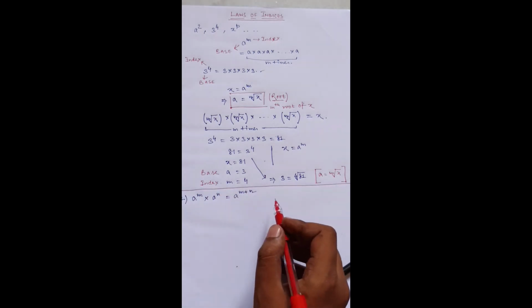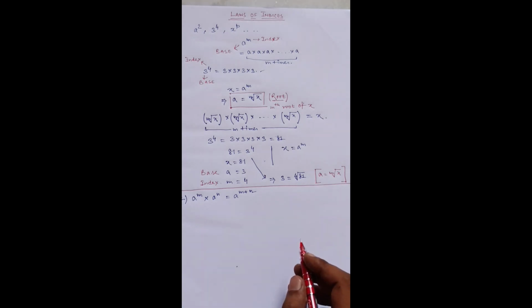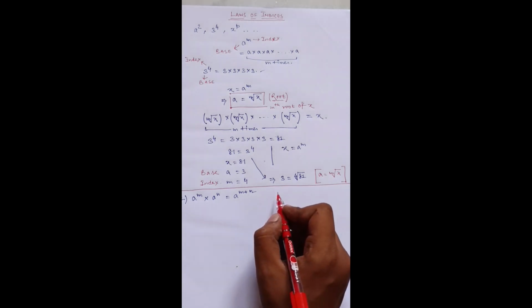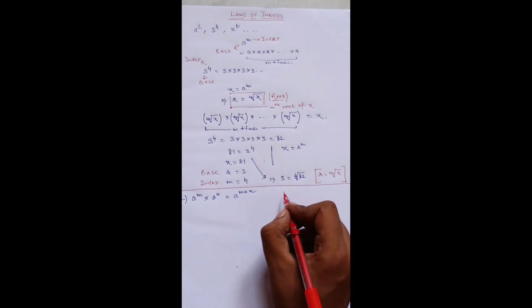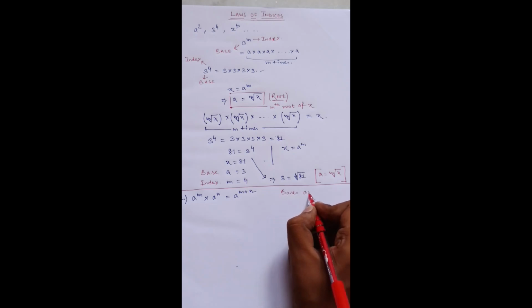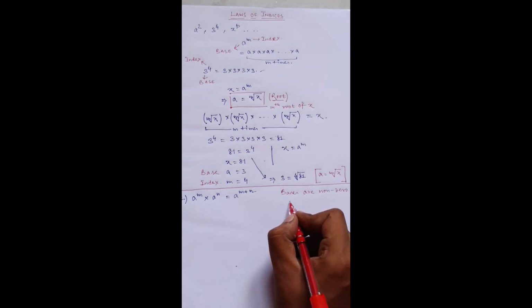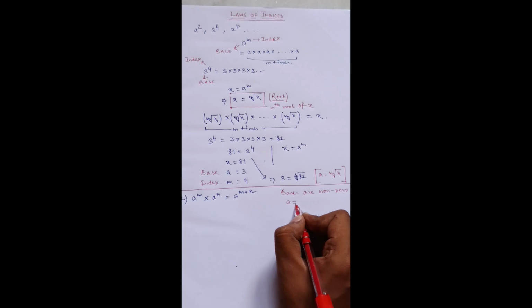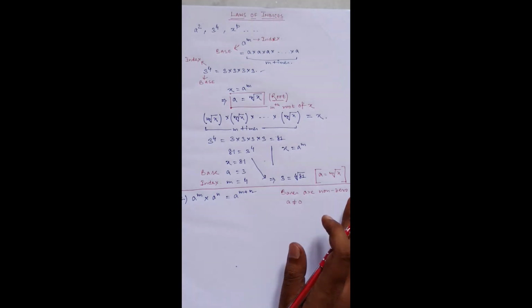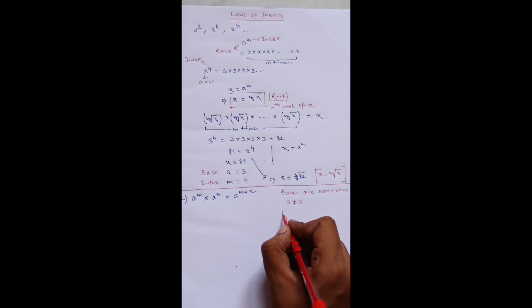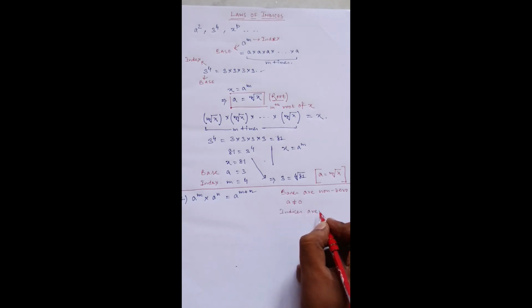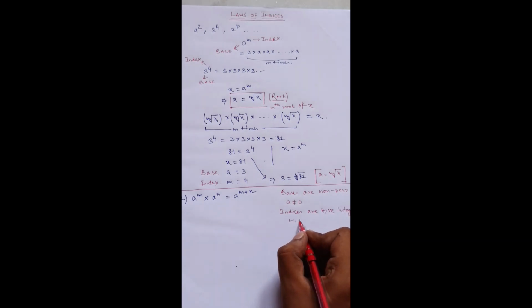To study these laws, first of all, we consider what A and B are. We will introduce B later. All the bases are non-zero. Bases are non-zero, so in this equation, a is not equal to 0. All the indices are positive integers. That means m and n are positive integers.